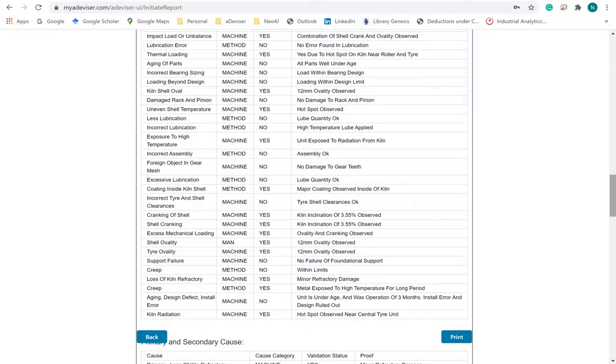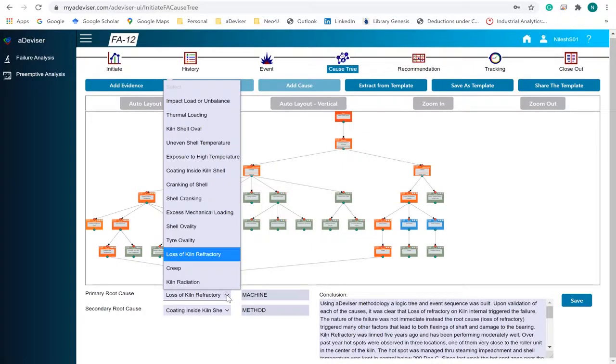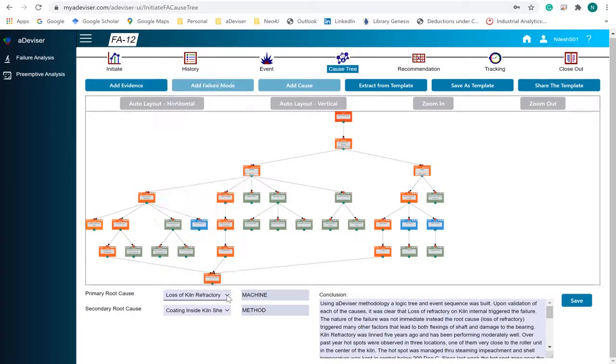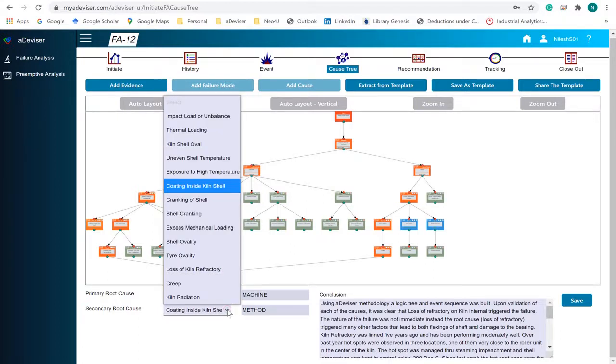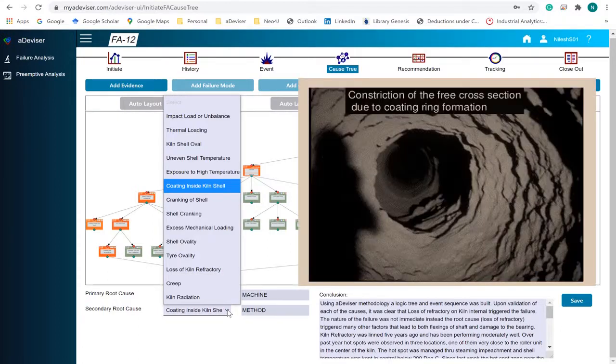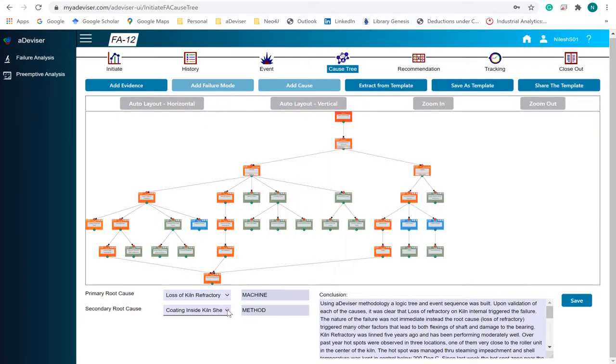From the above observation and logic tree, it is concluded that the primary reason for failure is loss of refractory and the secondary reason is uneven coating on the shell internal.